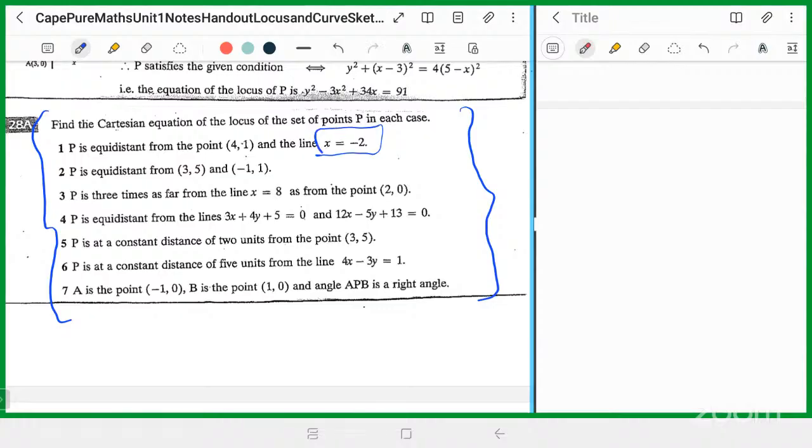Now, see lines like that, which is just a vertical line, are kind of easy to work with. Vertical lines and horizontal lines, when you want distance on those lines, it's kind of easy. Because look at it now. If you have the line x equals minus 2, and I have a point, say a point over here, P.